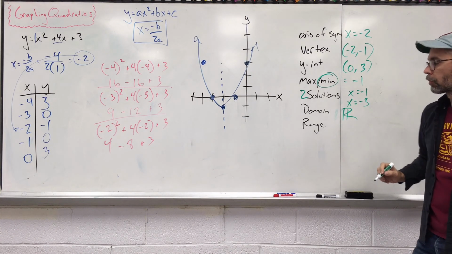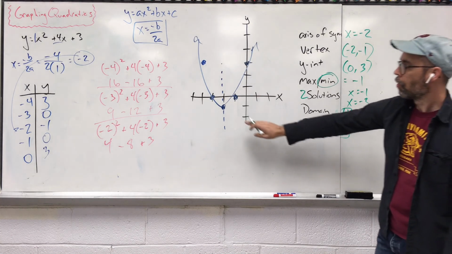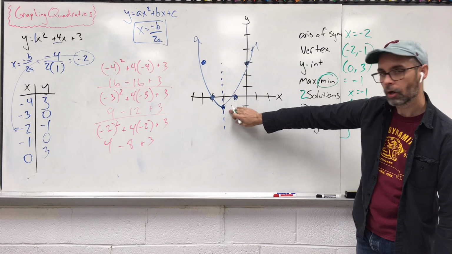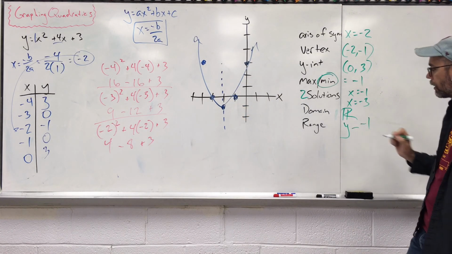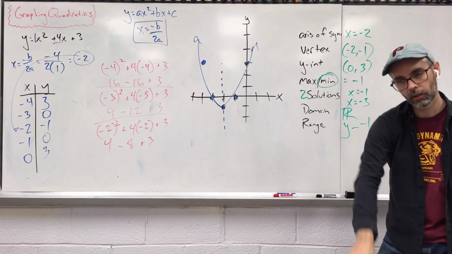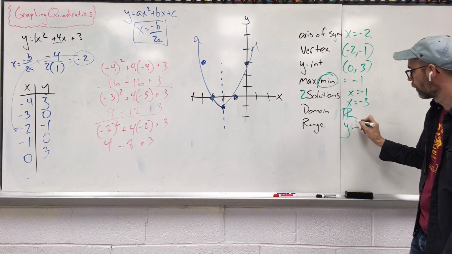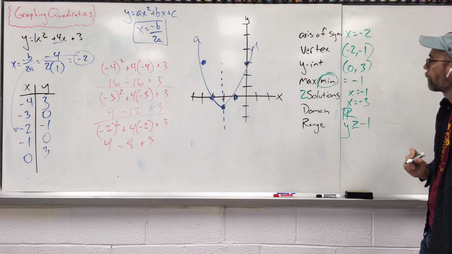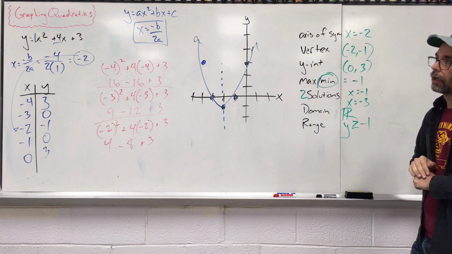My range, we're talking about y values. Always going back to the vertex, what's the lowest or highest point? We hit negative 1 in this case. Because we hit it, we have to have an equal sign. And do we go above negative 1 or below negative 1? In this case, everything's up, so we're talking about greater. So we put a greater than or equal to sign there. And that is graphing quadratics.